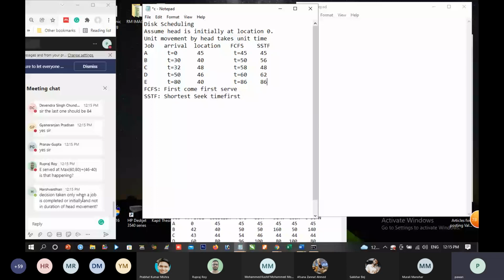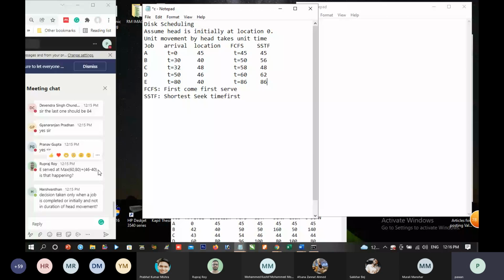Rupraj Roy, you are fully correct. And this was told by Dipankar also. We shall take the maximum of the last served job and the current arrival job and the difference. Yes, this is what is happening. You are fully correct. That is correct, Harshvardhan, you are fully correct.